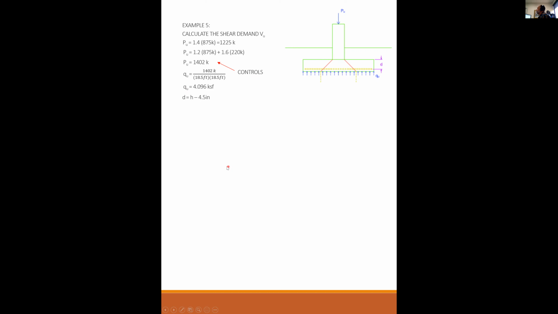D is going to be H minus 4.5. Again, for a square footing, I'm just going to design to the less effective row of steel. So I take the height minus 4.5. That gives me 9.5 inch effective depth. So VU is equal to QU, the pressure, times the width of the footing, times, let's see if I can kind of draw this in here.